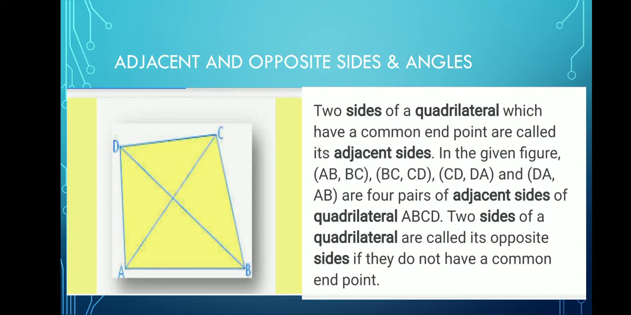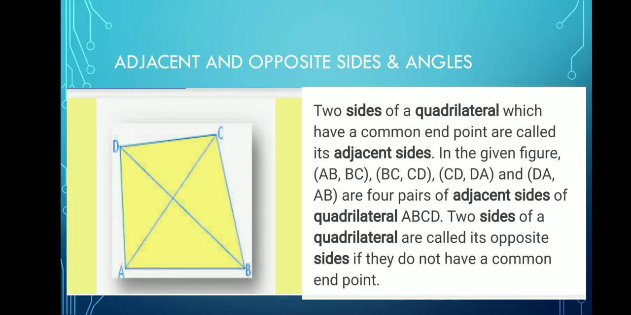Now before moving on to the next, let us see what the adjacent and the opposite sides of a quadrilateral are. Two sides of a quadrilateral which have a common end point are called adjacent sides. Like over here, AB and BC are adjacent, BC and CD, CD and DA, DA and AB. These are adjacent sides. You can say adjoining sides. Now, over here, the opposite sides are BC and AD, and AB and CD.